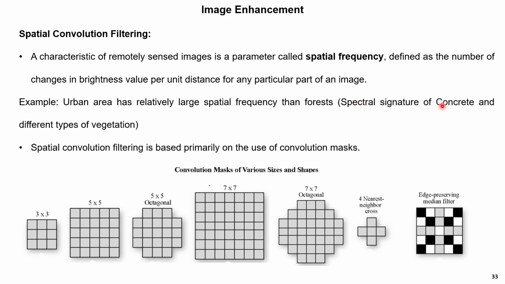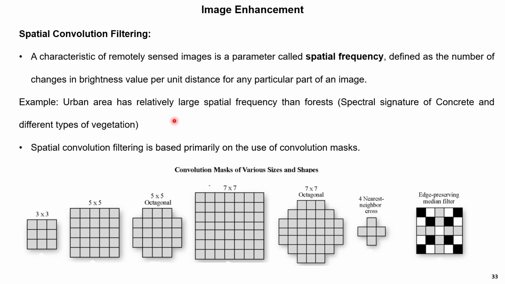We know from the spectral characteristic behavior of concrete that it is uniform in almost all the bands. But if you see vegetation, each crop will have a different type of spectral signature, and it also varies across the density of the crop. So your urban area will have a large spatial frequency compared to your vegetation.